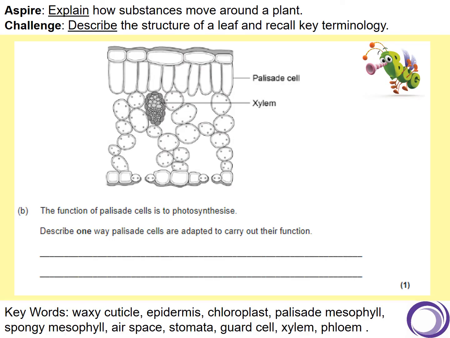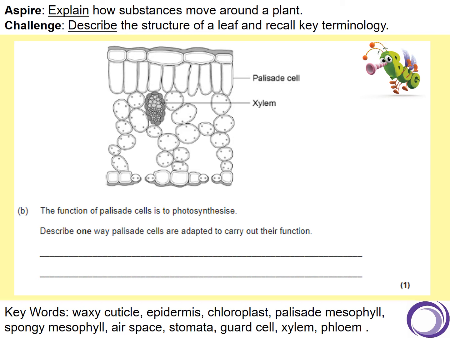So just have a look at this exam question here for me. Now I've got this little sign up here called BUG, and this is just to remember how to answer exam questions. So the B is to box the command word. The U is to underline the keywords, and then the G is to have a good go at it. Okay, so the command word in this question is describe. It says describe one way palisade cells are adapted to carry out their function.